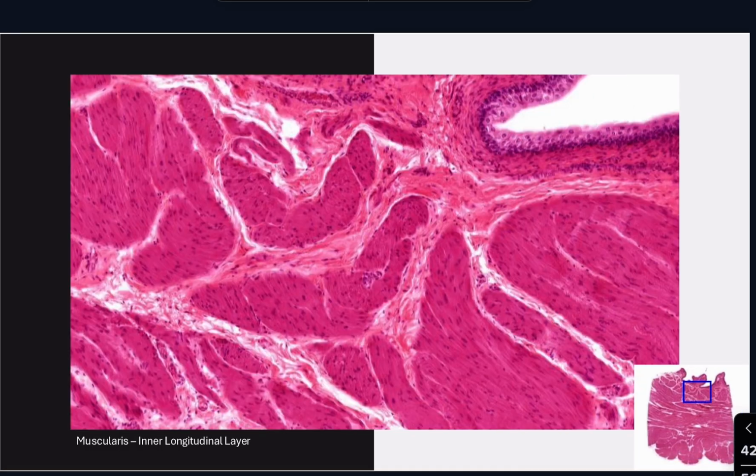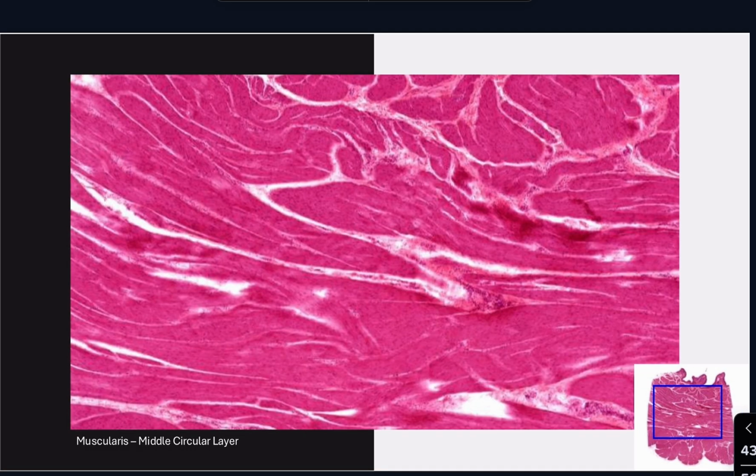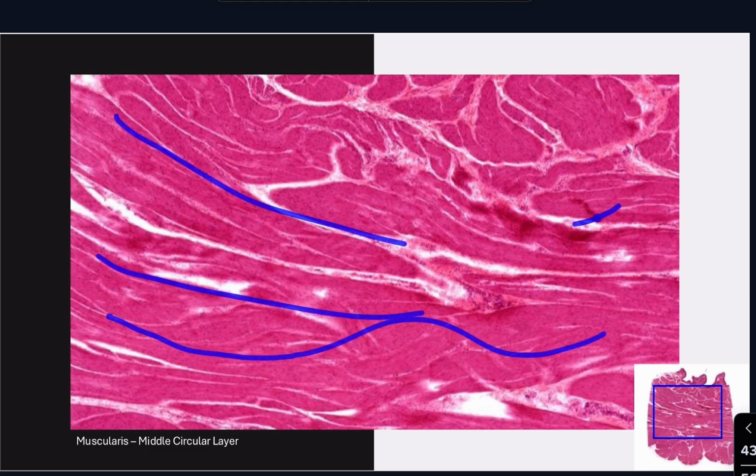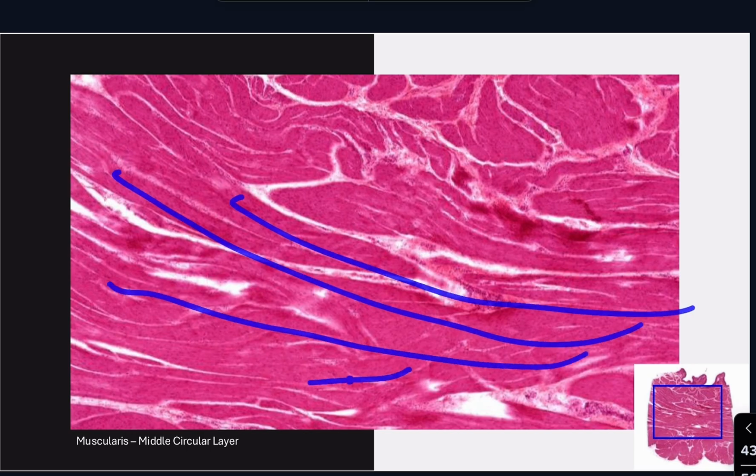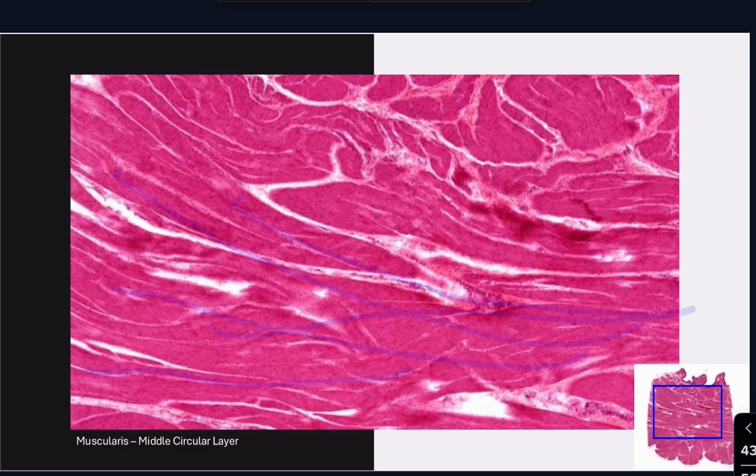This middle circular layer has that kind of flowy appearance to it, right? It's going to have a lot fewer dots, a lot fewer nuclei immediately present and visible. You can't really see the individual muscle fibers, but you can see the directional orientation of the fibers going from side to side more than up and down, right?